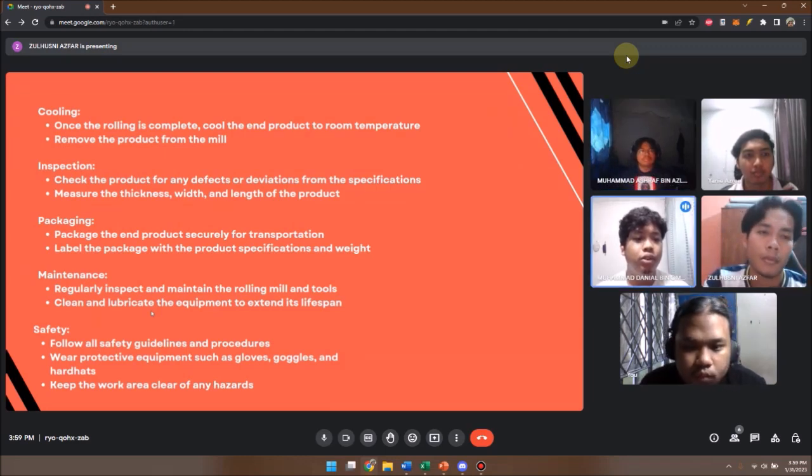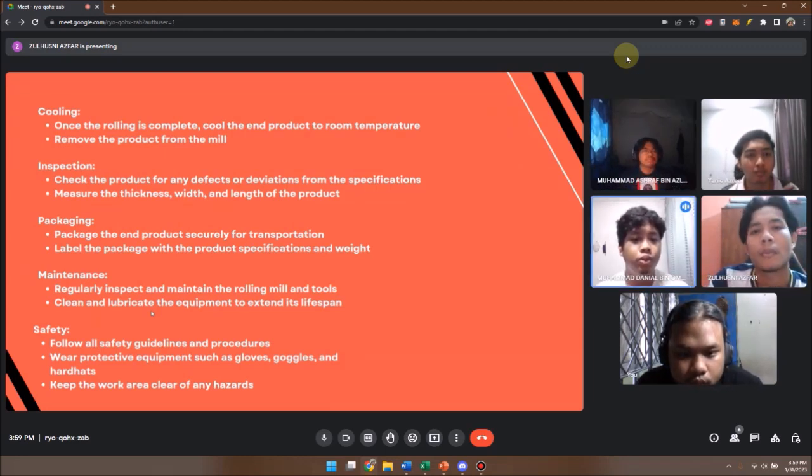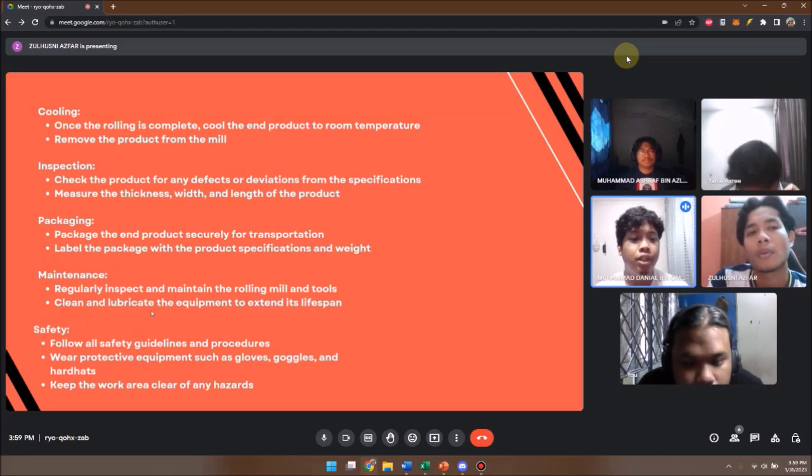For cooling, once the rolling is complete, cool the end product to room temperature. Remove the product from the mill.